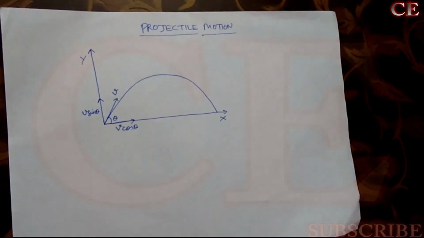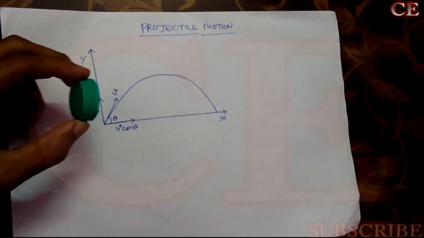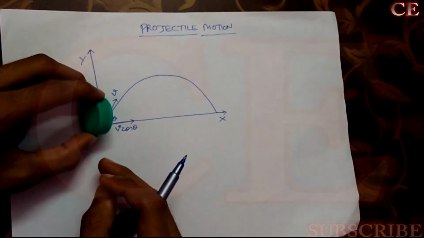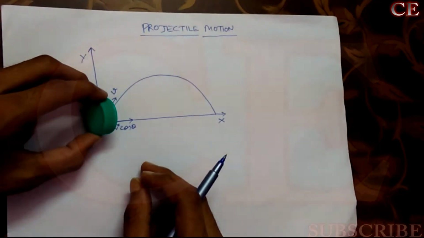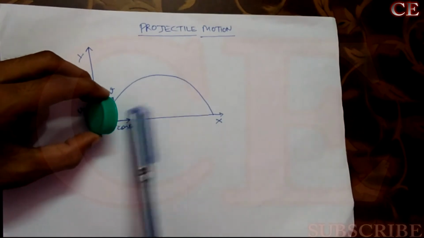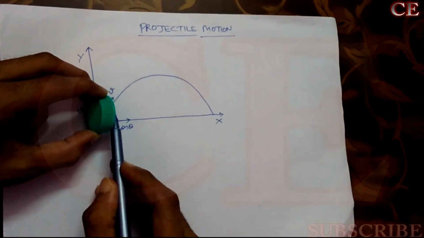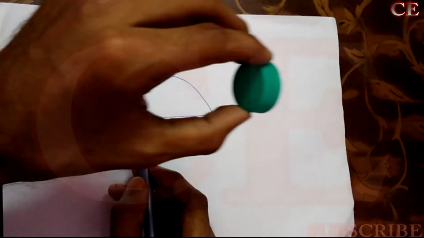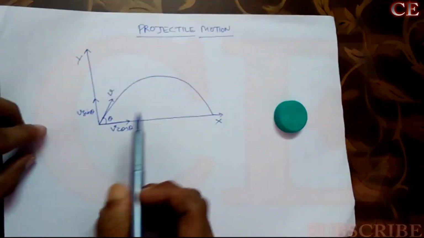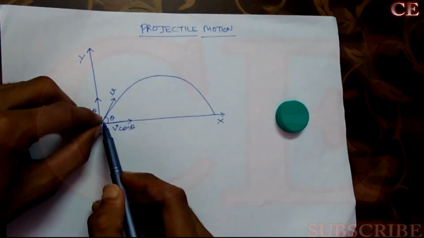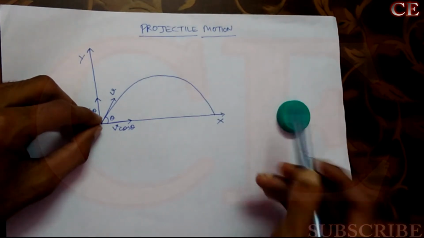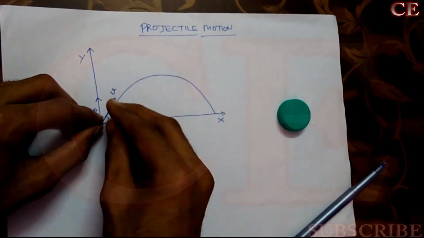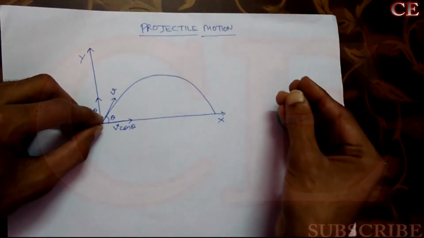Now suppose this is the ball, and it is thrown making some angle theta with the ground, and it will go like this and land here. This is the path followed by the ball in the xy plane.